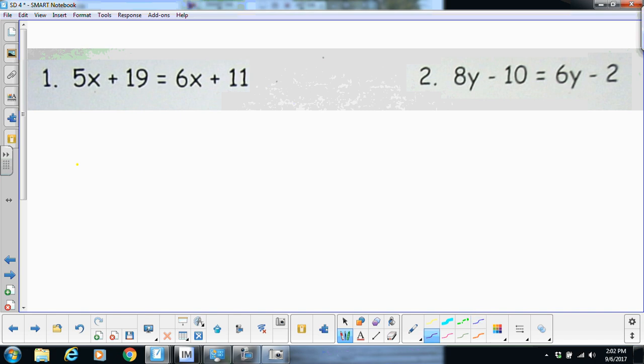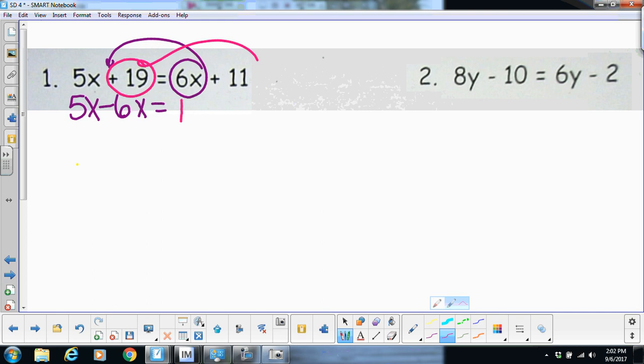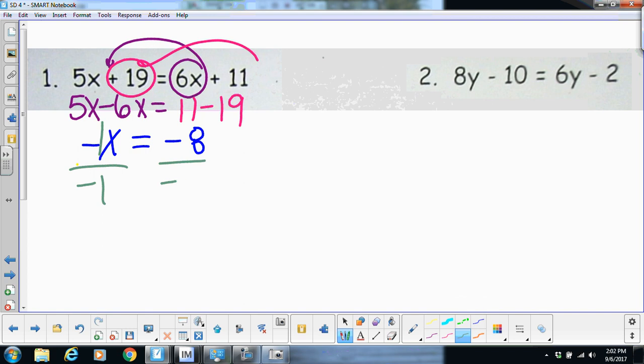Okay, so number one, I would circle and move my 6x, which makes it 5x minus 6x. I would circle and move my 19, which makes that 11 minus 19. Simplify here, that's going to give me negative 1x or negative x and negative 8. And then our final step will be divide by this negative 1 and x would equal 8. Okay, so remember anytime you circle and move, if you cross the equal sign, you have to change the sign.